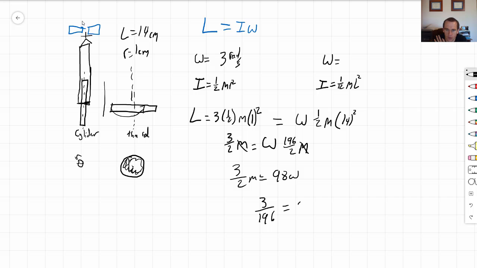And I get 3 over 196 equals omega. And so this thing gets quite a bit slower, and the reason it gets so much slower is because there's a whole lot more mass now that is distributed outside of the axis of rotation, quite a bit further away.